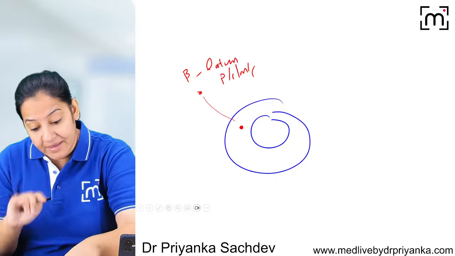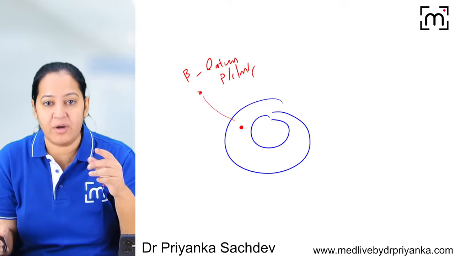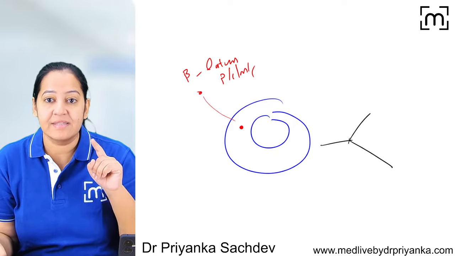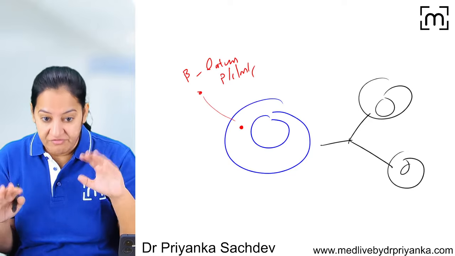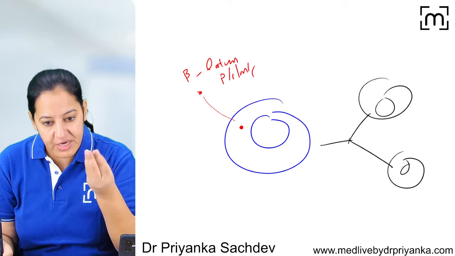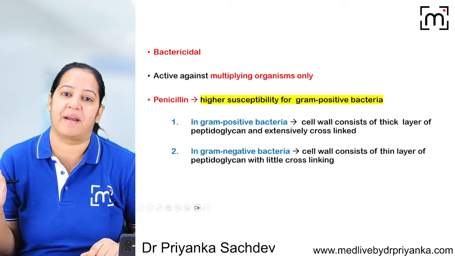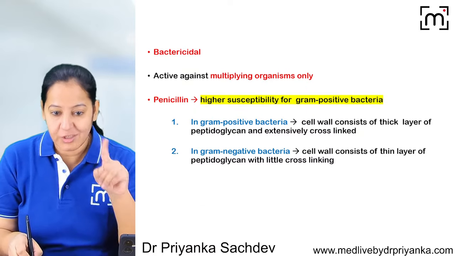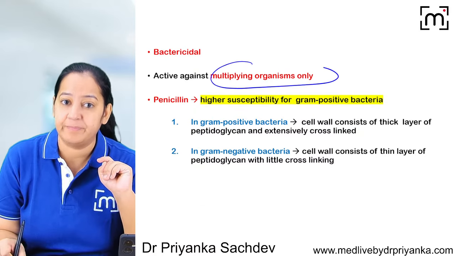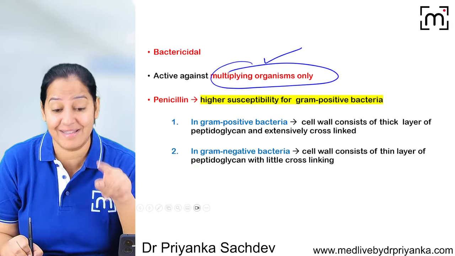This bacteria, if it is static, it will not die. But if it keeps on dividing, while dividing, the cell wall has to be duplicated. So when it is dividing, it will die because cell wall deficient forms will be produced and they will burst out. So it is active only in dividing bacteria, not in static bacteria. So this is also a rule. That's why beta-lactam antibiotics are active against multiplying bacteria, not against static bacteria.